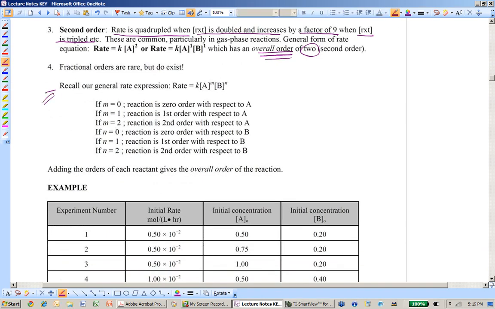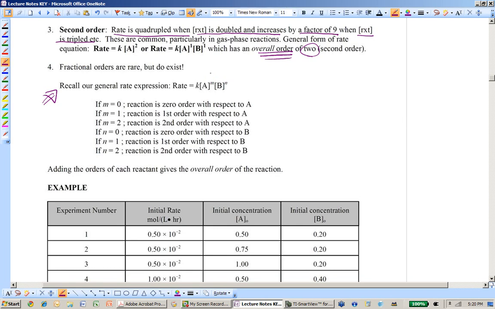So one more time, a recap before we get down. Recall our general rate expression: rate equals k[A] to this exponent, and [B] to this exponent. They use different letters so you don't think they're the same, because we have to actually analyze data to figure this out. So if m equals 0, this is the lingo you have to adopt, because you have to explain these exponents on a free response question. If the exponent, or m if you prefer, is 0, the reaction is zero order with respect to A.